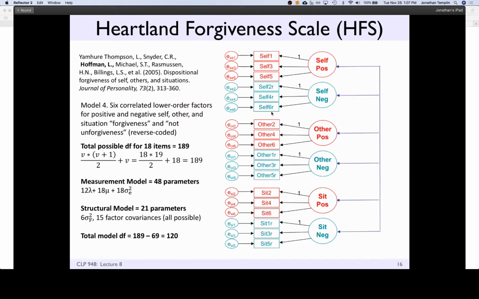There was a series of factors where they had something about self, something about forgiveness for self, forgiveness for other, and forgiveness for different situations. But within each factor, there were three items that were worded positively and 3 that were worded negatively. And so we saw this example in example 4 for CFA with one of these factors. I think it was situational forgiveness, where we looked at that. But the model that you have here is effectively coming up with 2 factors for each of these. There's self-positive, self-negative, other positive, other negative, situation positive or situation negative.